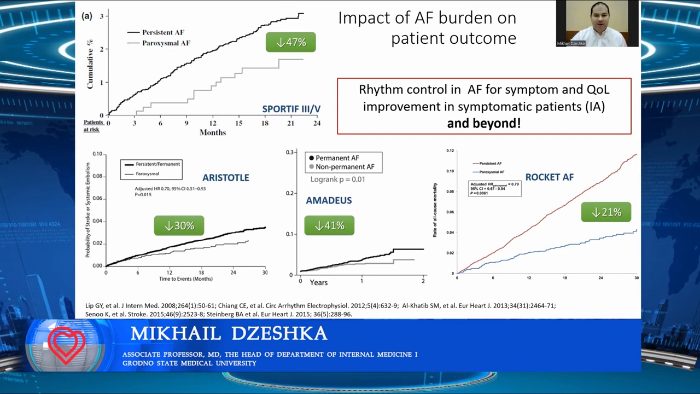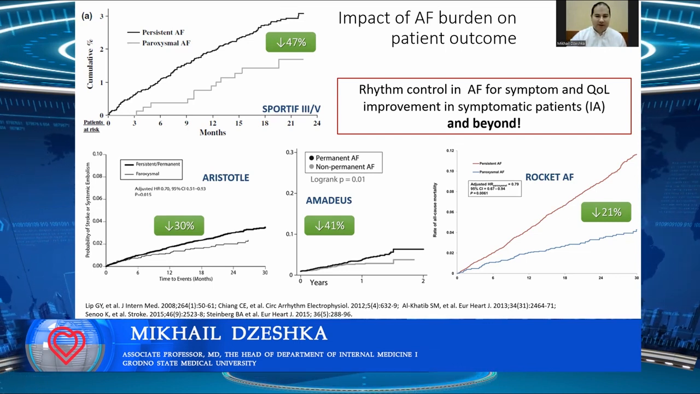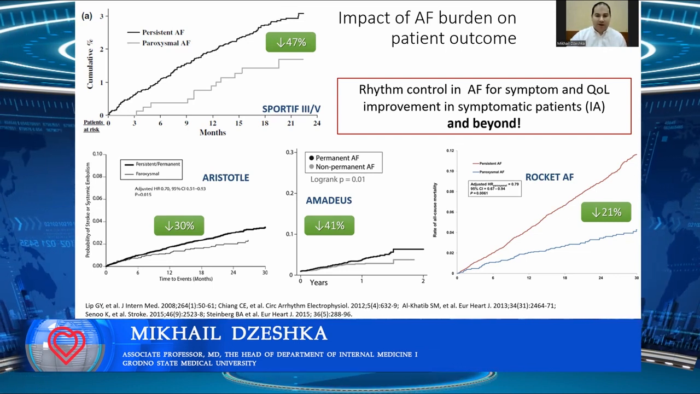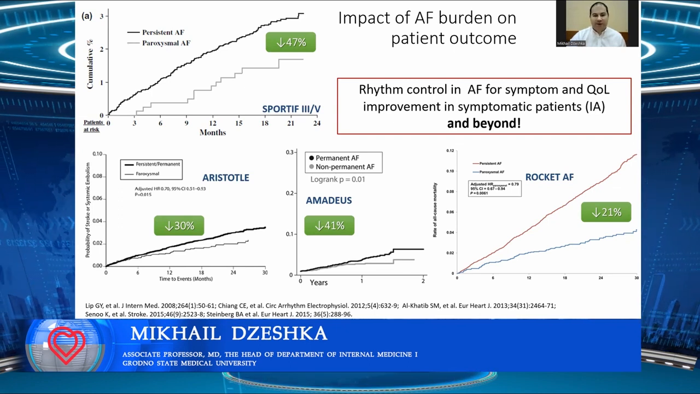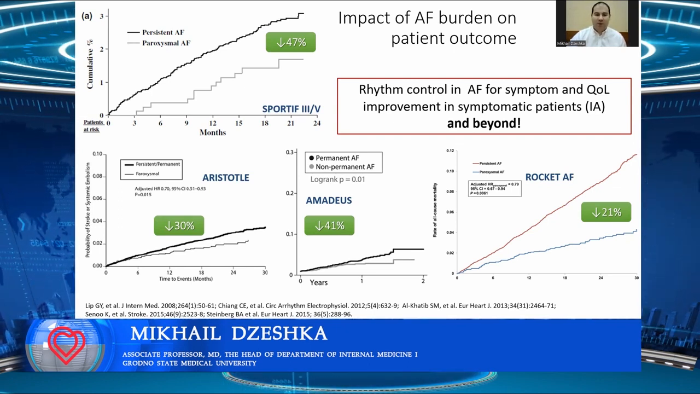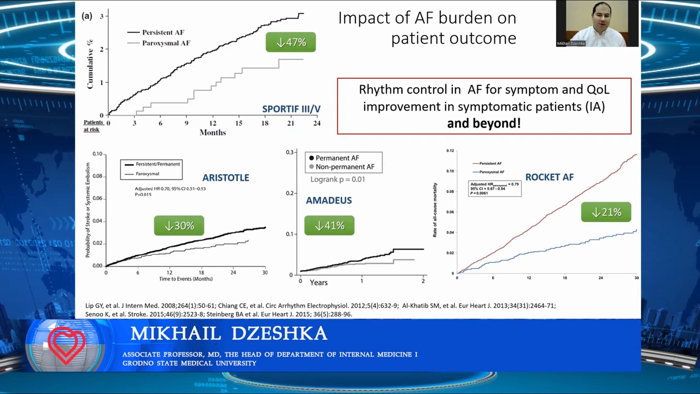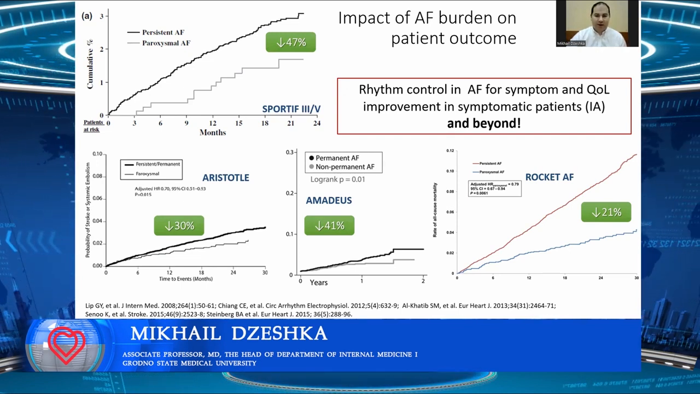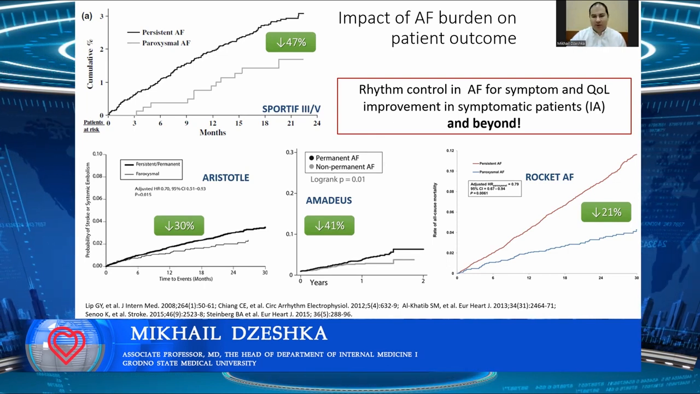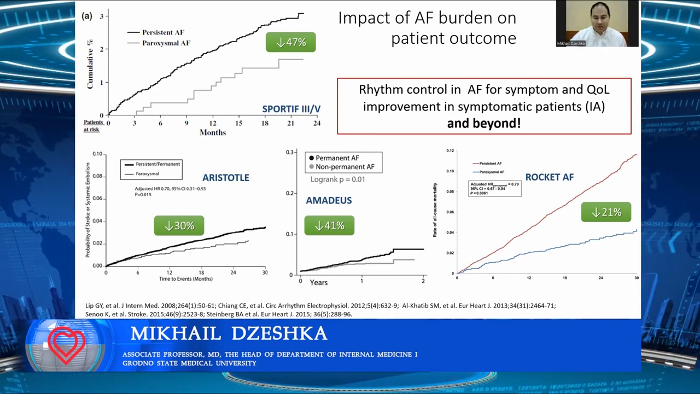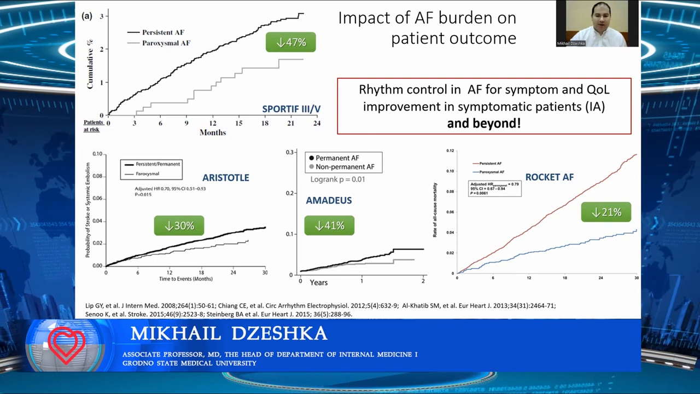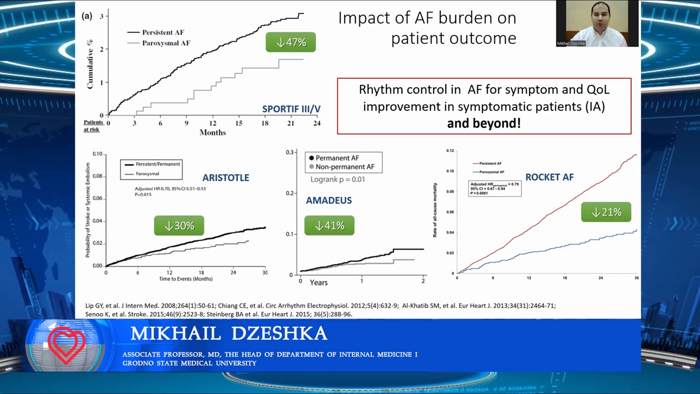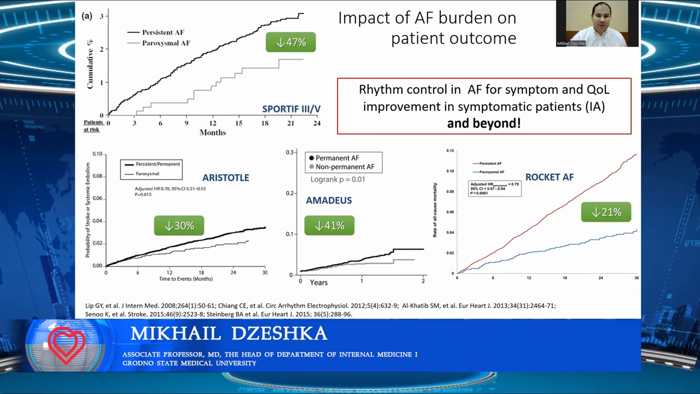Following no difference in survival observed in the historical AFFIRM study that compared rhythm and rate control strategy during 5 years of follow-up, retrospective analysis of more recent cohorts consistently showed risk reduction of thromboembolic events and mortality with lower burden of atrial fibrillation. That is, in paroxysmal atrial fibrillation compared to non-paroxysmal types of arrhythmia.